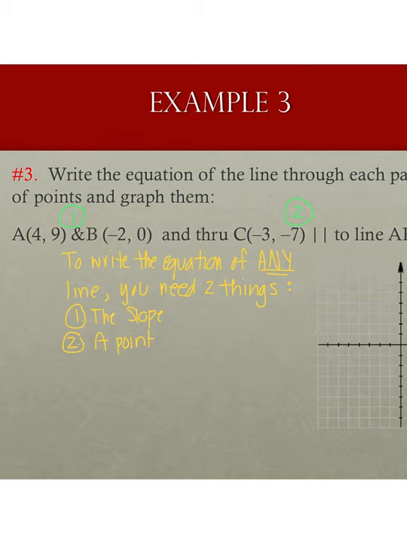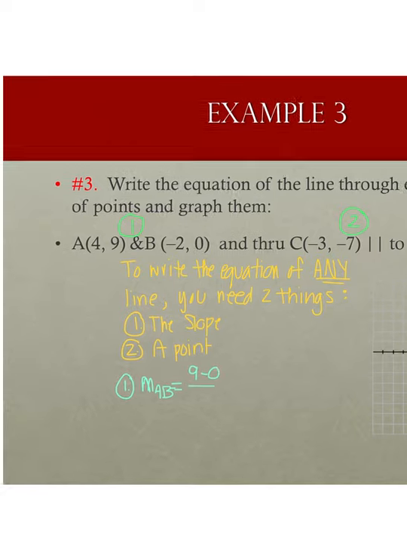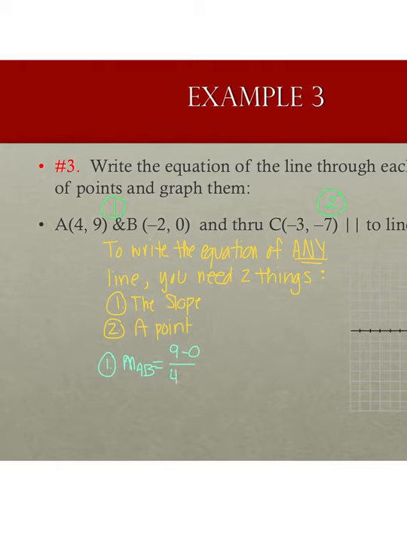Let's first find the equation of the first line. All right, so the first line, we're going to find the slope of it. So the slope of AB is going to equal y2 minus y1. I could start with any y I want, like we learned about slope, and then 4 minus negative 2. This is going to give me 9 over 6. Of course, I'm going to reduce this. It's 3/2.